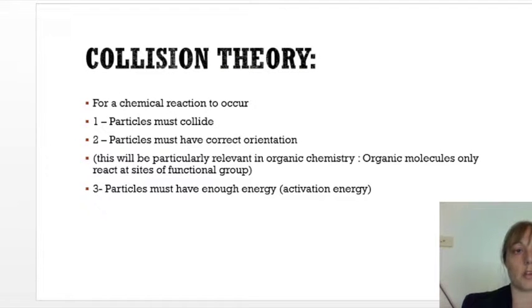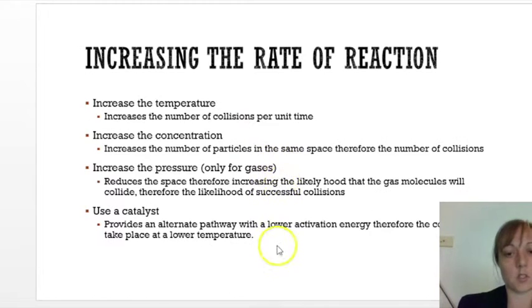So for a chemical reaction to occur, as we've said before, we have to have collisions with the correct orientation, and this is particularly important when we're talking about larger molecules. So in organic chemistry, only particular parts of the molecule can collide. So that's why it's really important that they have correct orientation, and they must have enough energy, which is our activation energy. So here's a summary of what I just said.